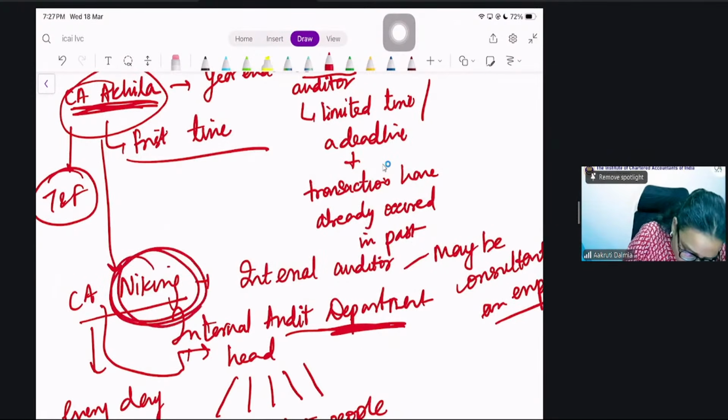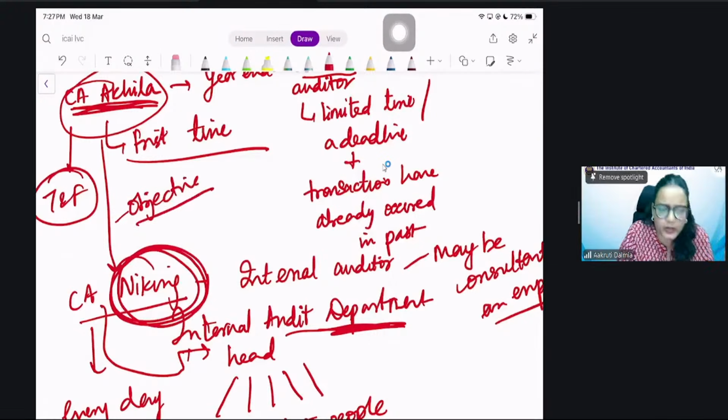Whether this Nikunj was objective in doing work. Objective means, was he sort of unbiased and independent? So suppose, Akhila, you want to check the objectivity and you come to know that Nikunj is a relative of the director and the promoter of the company. Now, do you think he will be objective? Can you trust fully? No.